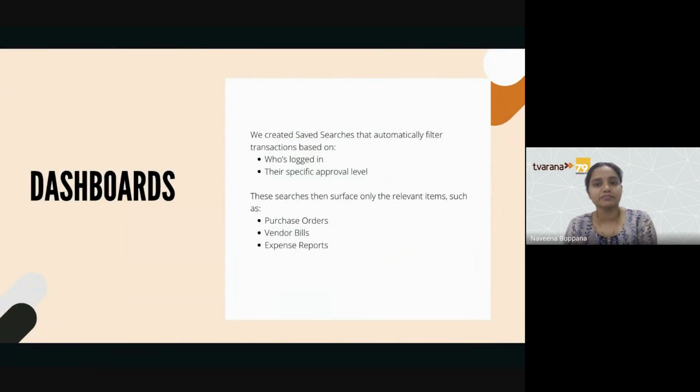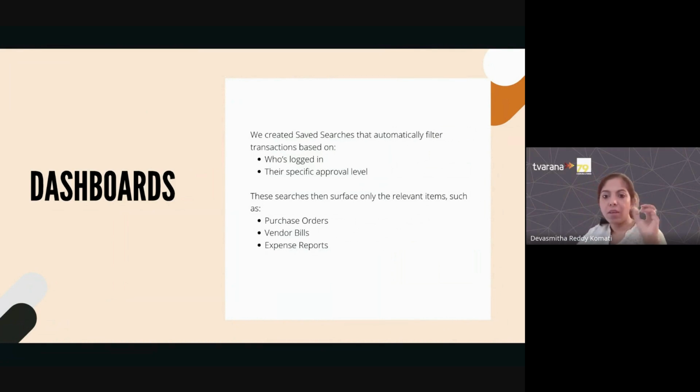So instead of having them dig through records or navigate different screens, we built custom dashboards for each role in NetSuite. Behind the scenes, we created saved searches that automatically filtered transactions based on who is logged in, and their specific approval level. These searches surface items like purchase orders, vendor bills, and expense reports, all filtered to show only the specific records requiring their approval. So when users log in, they only see what they need to see instead of hunting around for what needs action, right? Yeah, right.